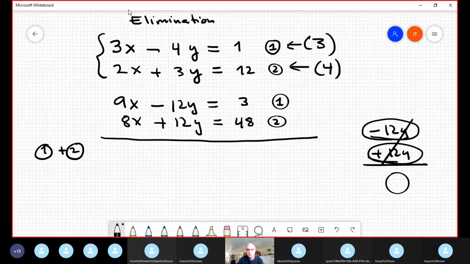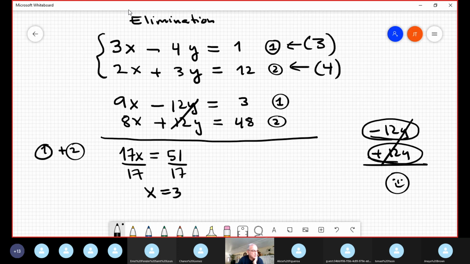Come on, go ahead. You have asked me a question? No? Okay, you add by column. The x column is 17x. The y column, boom, it's gone. That was the intention, no? Elimination, look. And on the right-hand side, we have 51. Divided by 17 both sides, x is equal to 3, because 51 divided by 17 is 3.